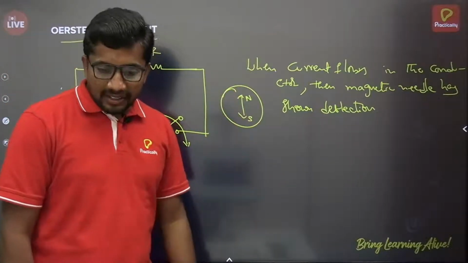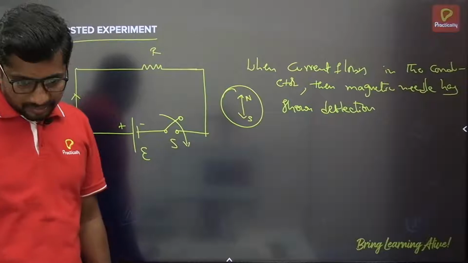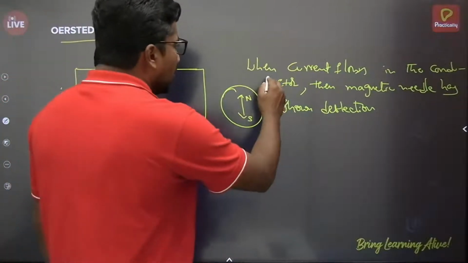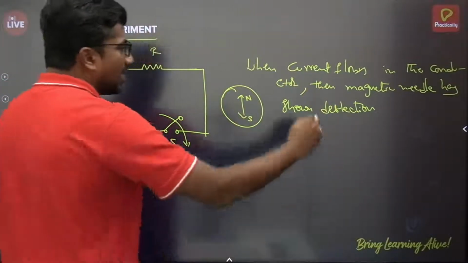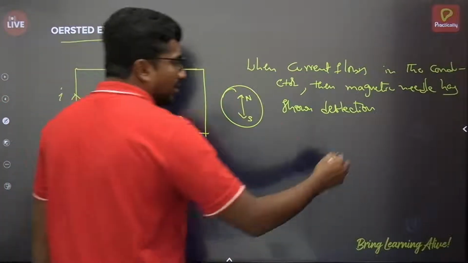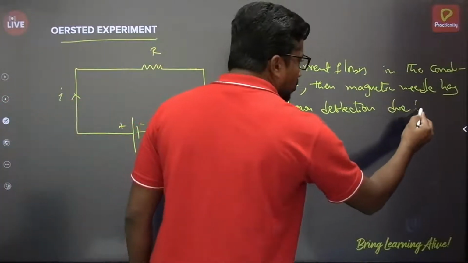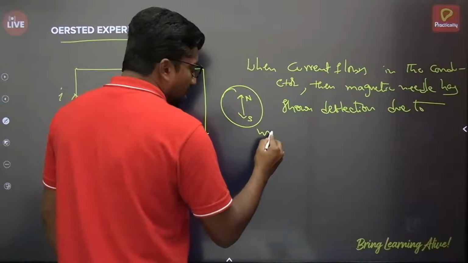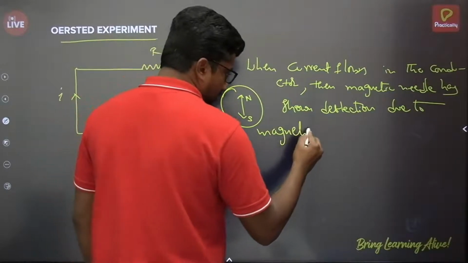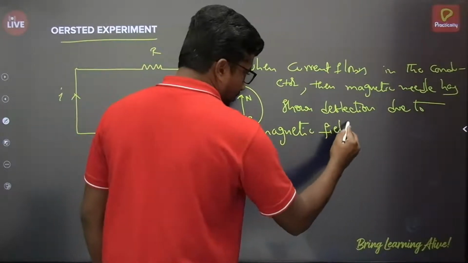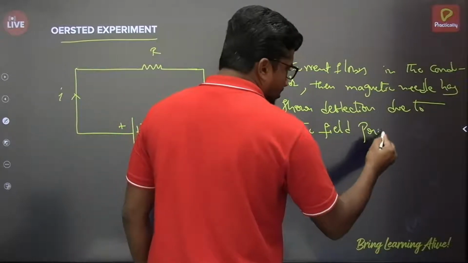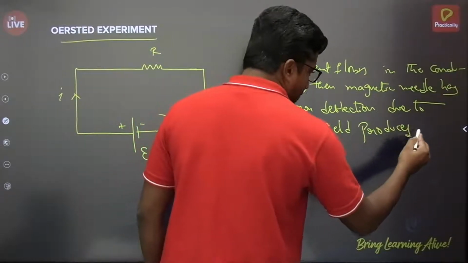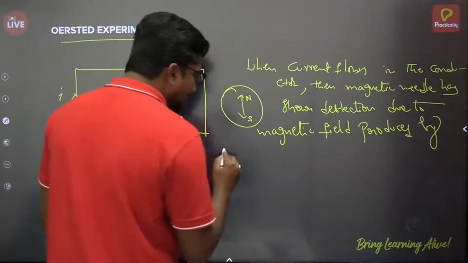All right. Yeah, Samia. Fine. So here, when electric current flows in the conductor, then the magnetic needle has shown deflection due to the magnetic field produced by the current carrying conductor.